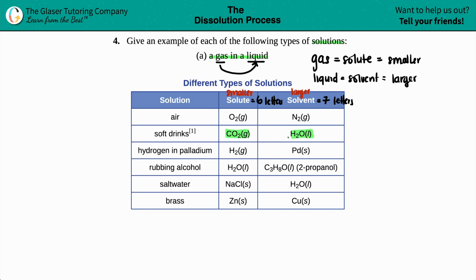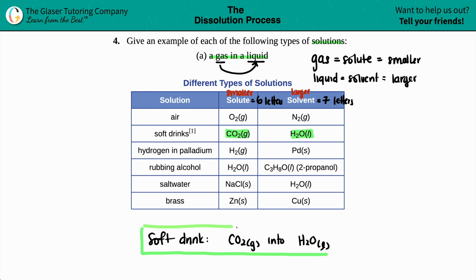So there is your example. The example is a soft drink, in which they pump in CO2 gas into water. And that's where you get all those bubbles when you open it up. But that is the answer for this one. Pretty easy peasy.